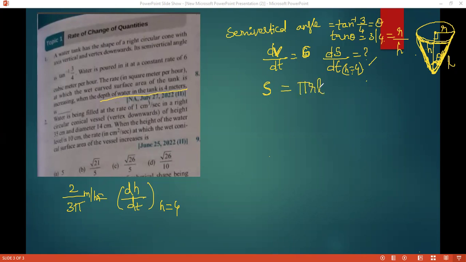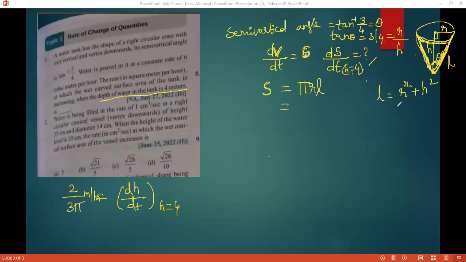Okay, very good. And now you can observe here pi r l you got. So I don't know l, right? Because you know r and h. So can we write l in terms of r and h? Yes, very good. Come on, can you calculate l? So l is equal to what? Because by Pythagoras theorem, we can apply that root of r square plus h square.